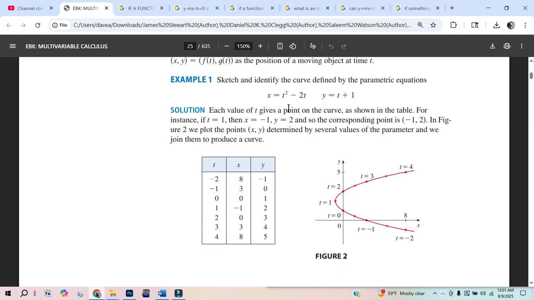And then how about positive 10? That's going to be 100 minus 20. Oh no, I didn't do it right. So putting in a negative 10 here is going to be 100, and then we got plus 20. So my bad. I'm going to start at a position of 120. At 10 seconds, it's going to be 100 minus 20, which is 80. So there you go.